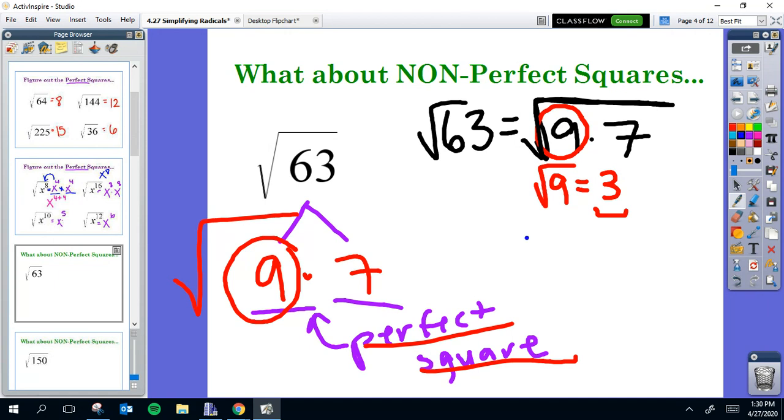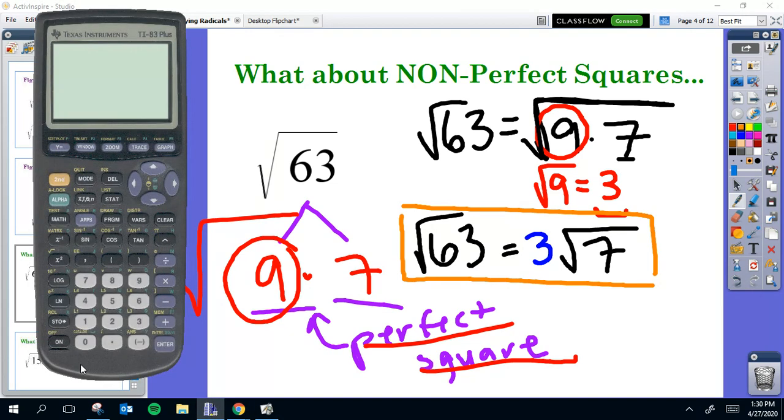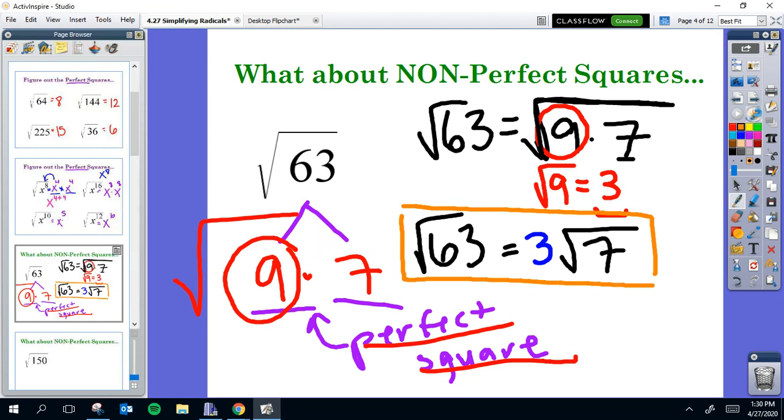What that looks like is I have 3 on the outside, and the only thing remaining under my radical is this 7 right here. So I keep it underneath the radical. My final answer is the square root of 63 equals 3 times the square root of 7. And I can double check that on my calculator by putting those two values in. Square root of 63 is 7.9, and then 3 times the square root of 7 is also the exact same thing. So I know that my answer is correct.